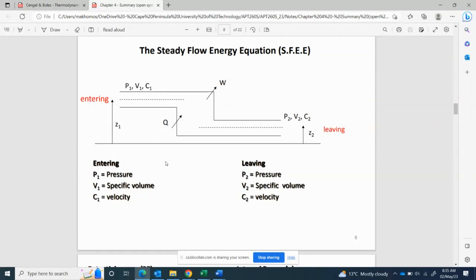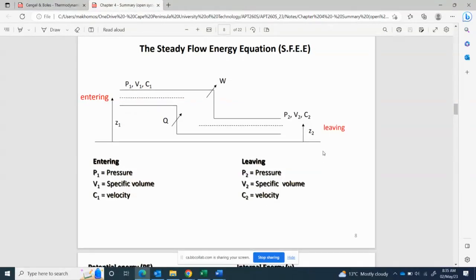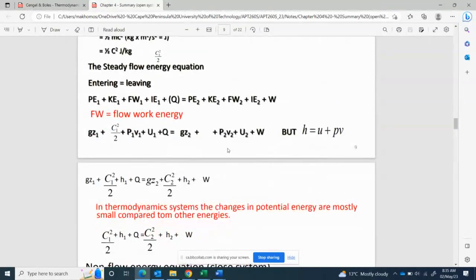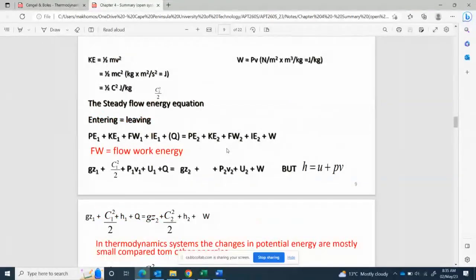The nozzles, diffusers, mixing chambers, as well as the heat exchangers. Now, the steady flow energy process has been derived from the following sketch, where you have energy at the inlet and energy leaving. So the energy analysis states that energy at the inlet is equal to energy at the outlet of the system.